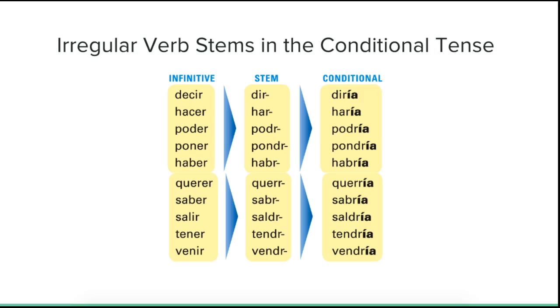So instead of saying, for example, I would say or I would tell, you might think it would be deciría. However, we have to use that irregular stem, dir. So I would say or I would tell would be yo diría, yo haría, yo podría, yo pondría, yo habría. You see how this works. Let's look at a few examples.